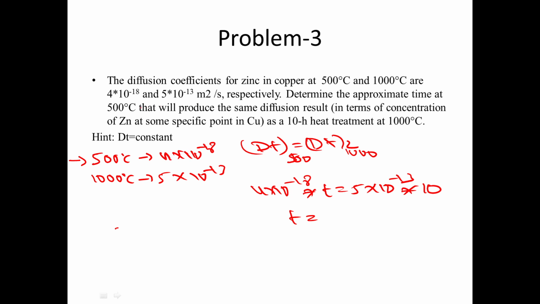So there is a large difference between the diffusion coefficients when we double the temperature; it has increased about 5 times. Determine the approximate time at 500 degrees Celsius that will produce the same diffusion result as 10 hours of heat treatment at 1000 degrees Celsius. What he is saying is that we are carrying out a diffusion couple experiment. I will explain it completely.